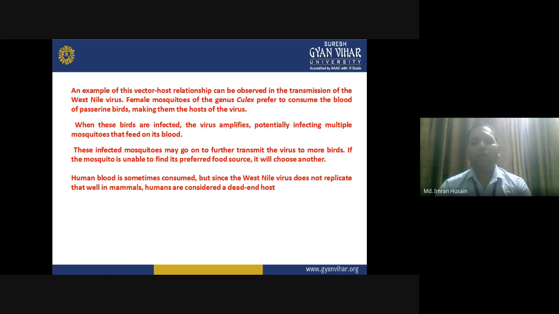Human blood is sometimes consumed, but since the West Nile virus does not replicate well in mammals, humans are considered as dead-end hosts. So, meanwhile, the whole life cycle of West Nile virus is according to the activity of the female Culex mosquito, and its main aim is to infect the birds. But accidentally, this virus is not at all known to be really very effective in infecting human populations.